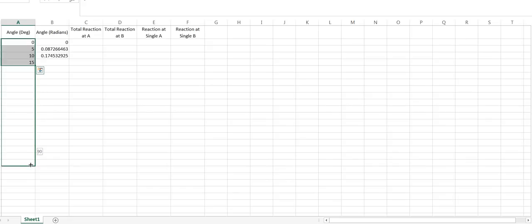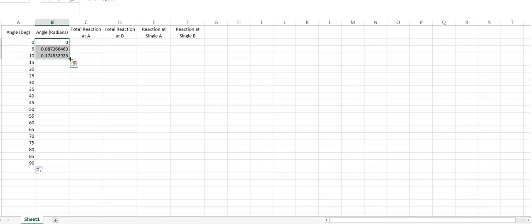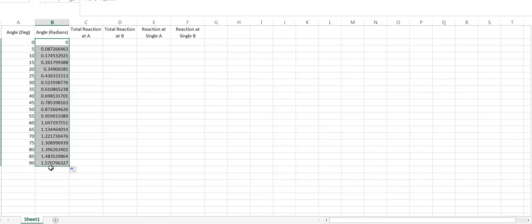I'm going to go down to 90 degrees. We'll certainly tip by then, otherwise our boom is coming back around on us. So we'll expand out our radians. So 90 should get us pi over 2. So 1.57, that seems right.